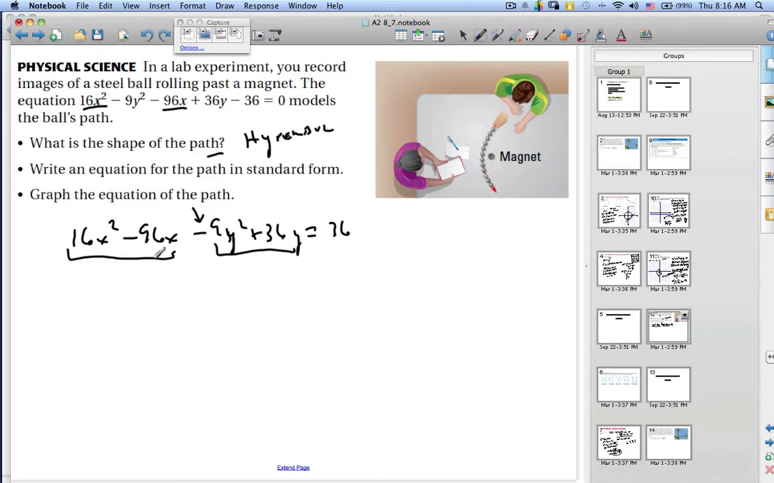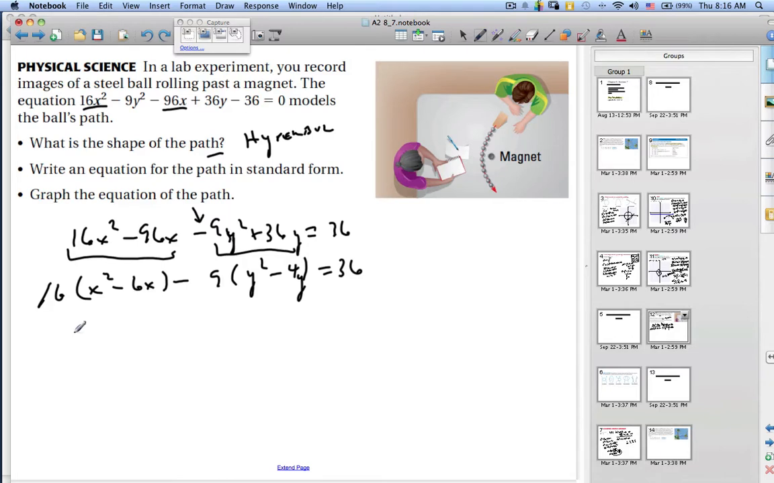Okay, so if I want to go ahead and start putting this into the right form, 16 times x squared minus 6x, minus 9 times y squared plus 4. Oh, but I'm putting in parentheses after a minus sign. That means this sign has to change. Minus 4y equals 36. Okay, now I'm going to take 6 divided by 2 and square it.